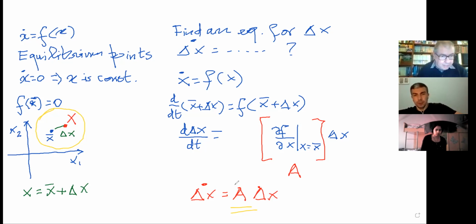Now, if you have other equilibrium points, you do the same with a different A, because the x bar will be different. So this matrix of derivatives will be made of different numbers. This is not a function. This is a matrix of numbers. Okay, let's see one example. Now I go to the slides. Before I exit this page, do you want to ask something?